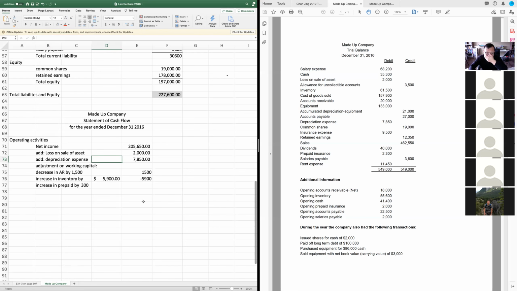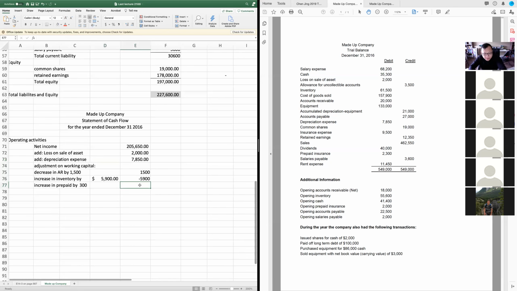Collecting cash? No, prepaid, using cash. Prepaid insurance means I'm paying for next year's insurance now in cash, right? So if your prepaid account increases, that means you are prepaying more. So you are using your cash to prepay. Yeah, you are minusing 300.